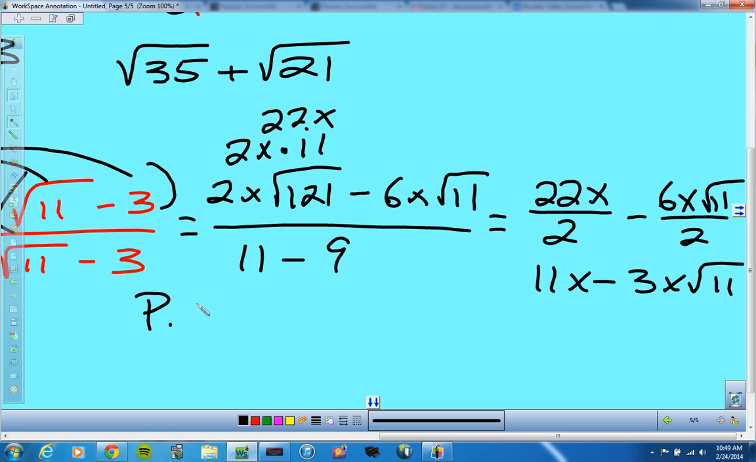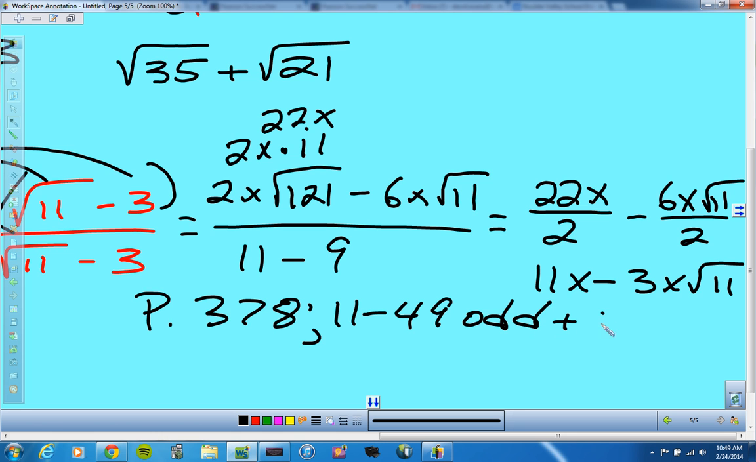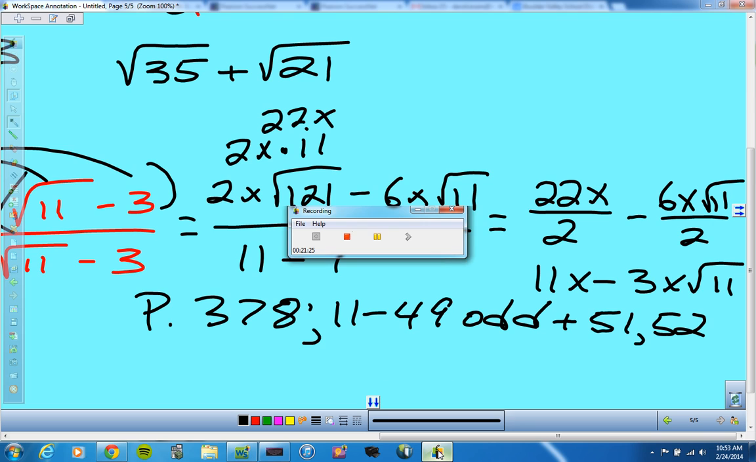It's page 378, 11 through 49, and 51 and 52.